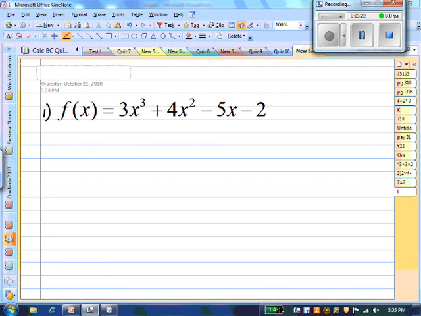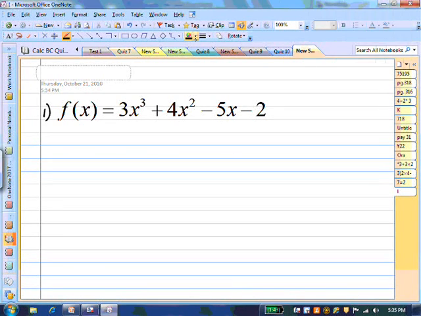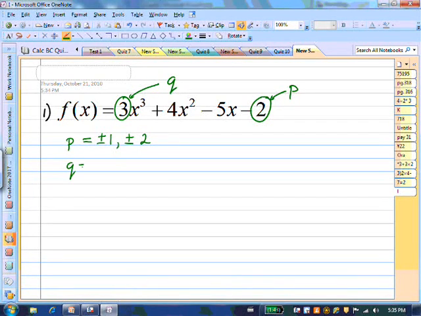So here's problem number 1. Notice I don't have a single number I can use as even a first guess. So I could just try randomly, or we can be smart about it. I'm going to call the last coefficient p. And what p is are all the factors that make up that number. So how can you multiply to 2? Well, 1 or 2. Technically, these are plus or minus 1, plus or minus 2. The first coefficient I'm going to call q. So q is all the ways you can multiply to 3 in this case. Plus or minus 1, plus or minus 3.